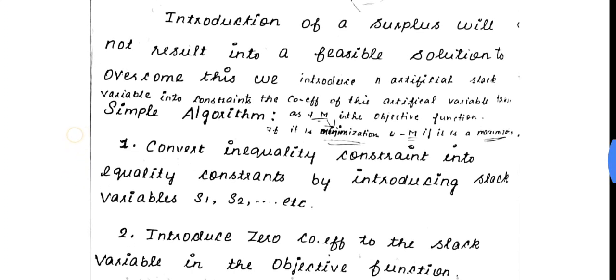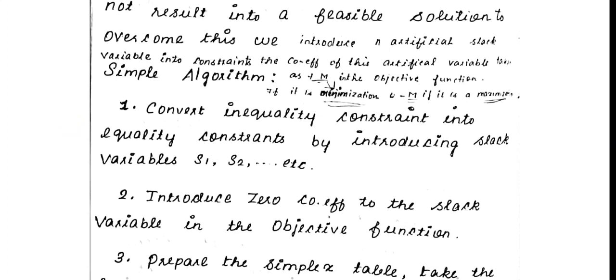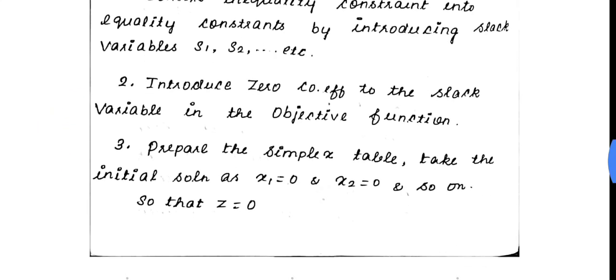Simplex algorithm. Convert the inequality constraints into equality constraints by introducing a set of slack variables s1, s2, etc. Introduce zero coefficients for the slack variables in the objective function. Prepare the simplex table. Take the initial solution as x1 equal to 0, x2 equal to 0 and so on, so that z equal to 0.